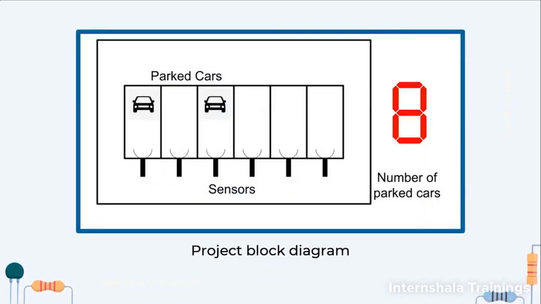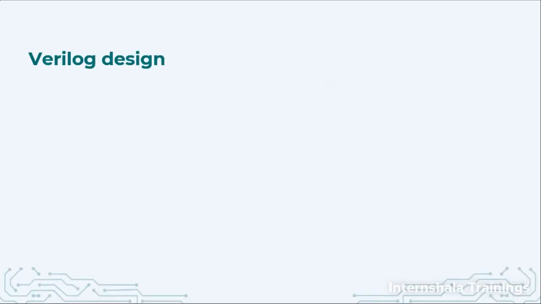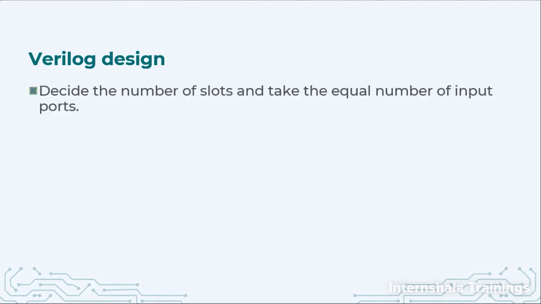So here is the block diagram. Let us say we have 6 parking spots. Every spot is having a sensor attached. Whenever the car is parked, the sensor will have a certain value, and when the car is not parked, the sensor will provide another value. Based on these values, we are going to display how many cars are parked in my parking slot. So how do we design it using Verilog?